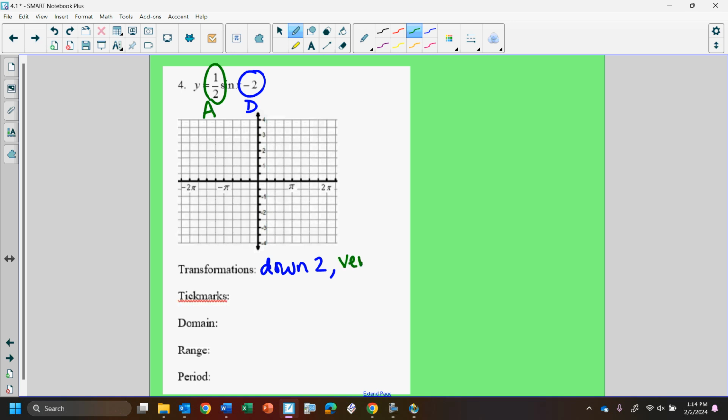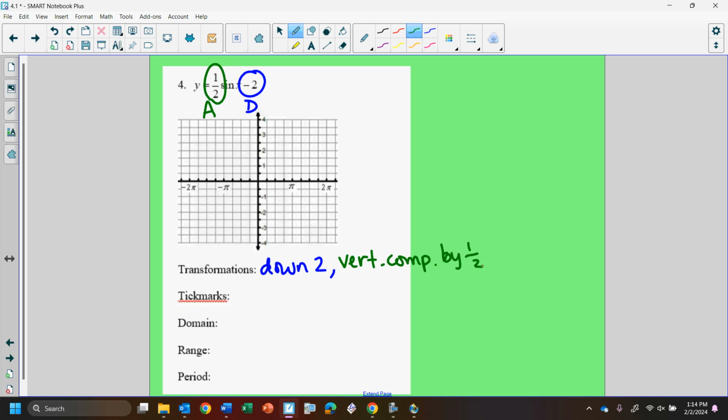How do you know what kind of compression it is? How do you know if it's a vertical or horizontal compression? Great question. It depends on whether it's an A or a B. An A is what we're looking at today. That's the one out front of sine. Those are always vertical. Bigger than one stretch, smaller than one compress. Horizontal compressions and stretches we'll do tomorrow.